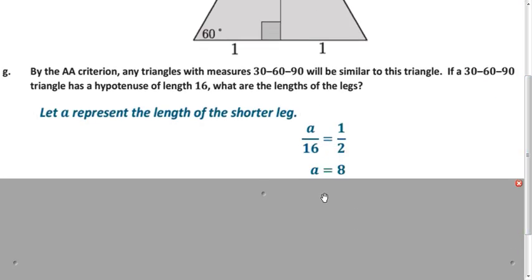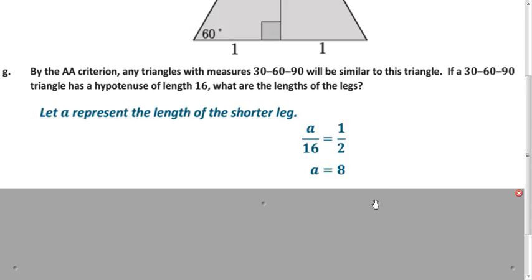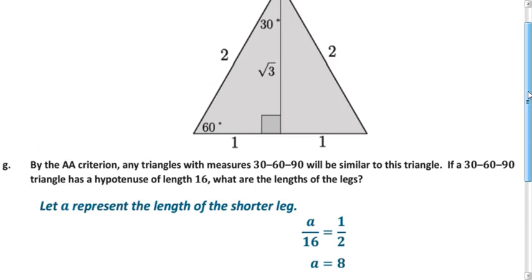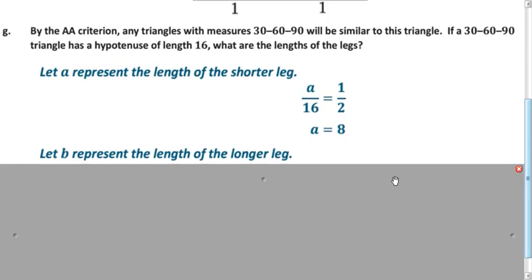Apply the cross product, and you get 8. Same idea for the longer leg. We know that the ratio of the longer leg to the hypotenuse is radical 3 over 2, so it has to be the same as b over 16.